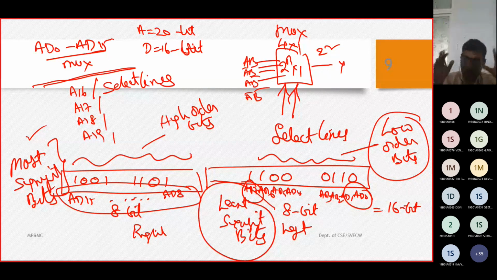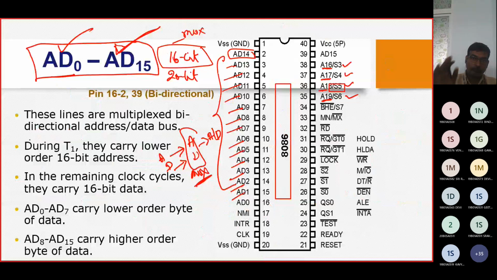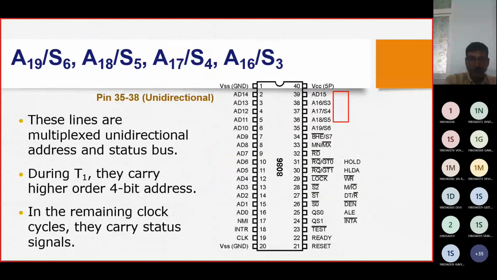So this was the takeaway from this slide. We have 16 bits at a time. In these 16 bits, the least significant 8 bits go from AD0 to AD7, and the other 8 are taken from AD8 to AD15. So up to now we have made these discussions in the pin diagram. Next, let us look at the other items.